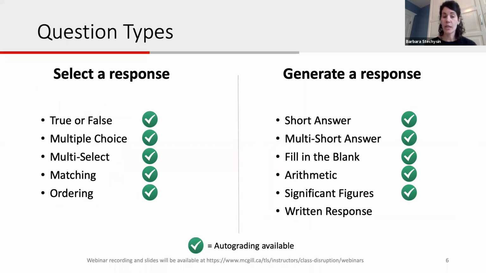So all quiz questions can be graded manually, but more importantly, they can be graded automatically. So they can all be graded automatically, except for the written response. The written response question type must be graded manually.